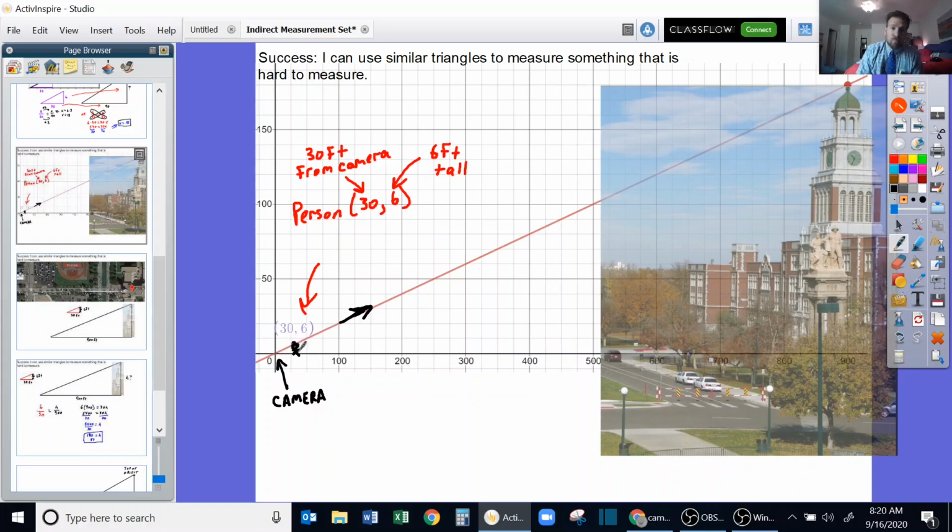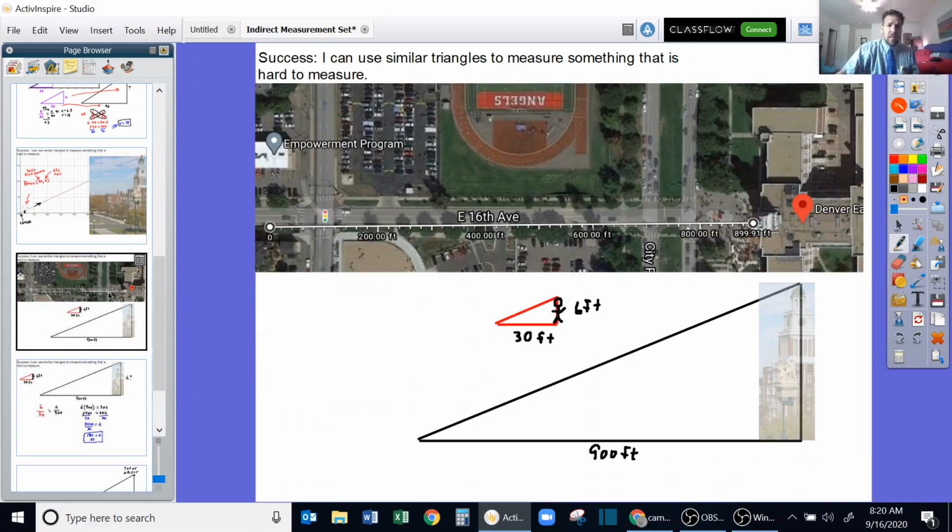Okay. Now, basically what this looks like off of the graph paper so that you can see it a little bit easier is basically what I've done is line up these triangles in this way. Okay. So I've got the top of my head lined up with the top of the big, huge tower that I want to measure.